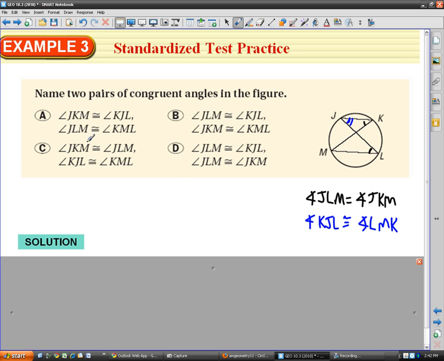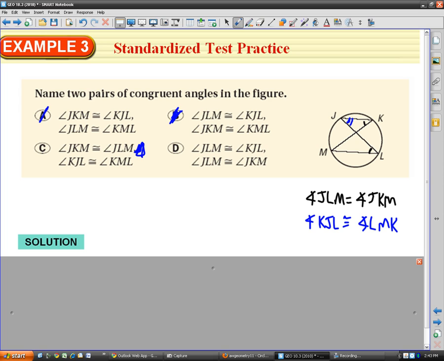Let's see. It looks like JKM is equal to KJL. That doesn't work. That doesn't match this one here, so A is out. And then we've got JLM is congruent to KJL. That's not true. That doesn't match my first line there, so I can cross that one out. And so JKM must be equal to JLM. That one matches. That's a good one. That's a star for that one.